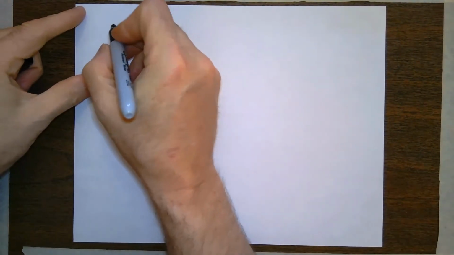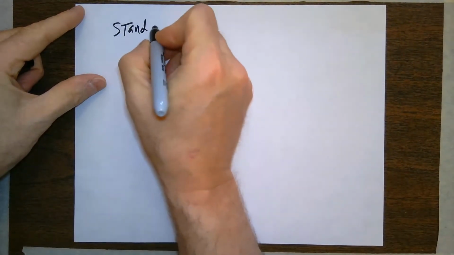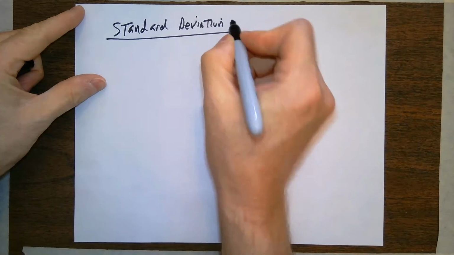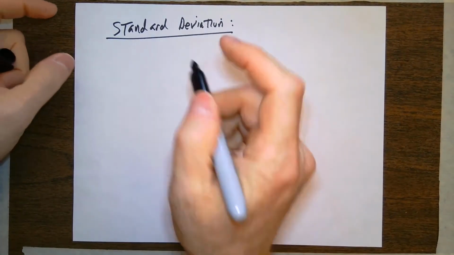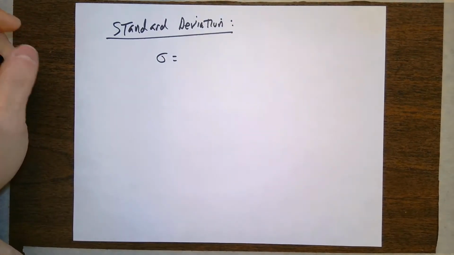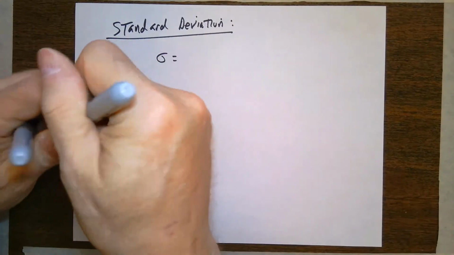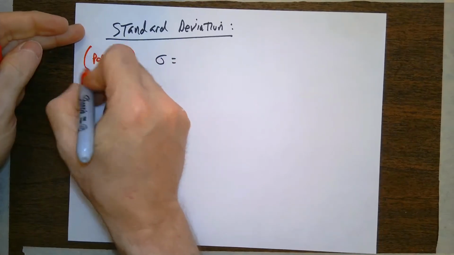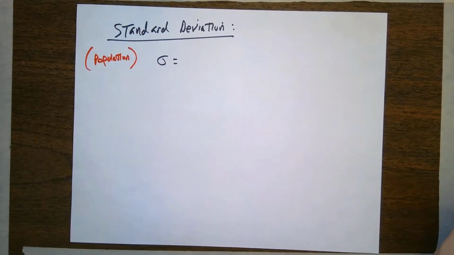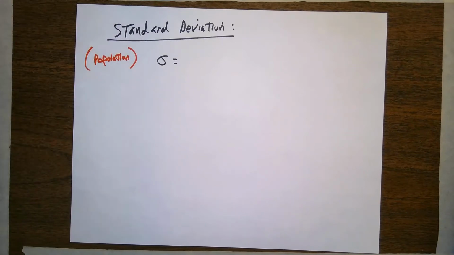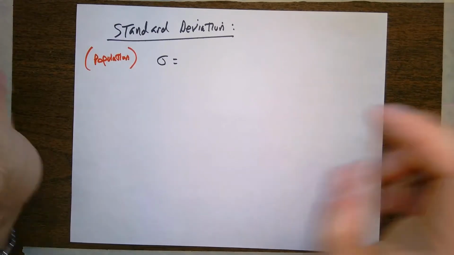So for standard deviation, okay, here comes some crazy symbols. Standard deviation is going to be our lowercase sigma here. And I should make a note that this is for the entire population. Later we'll talk about standard deviation of a sample, and we'll use a slightly different formula and a slightly different symbol. But this is standard deviation for the entire population.